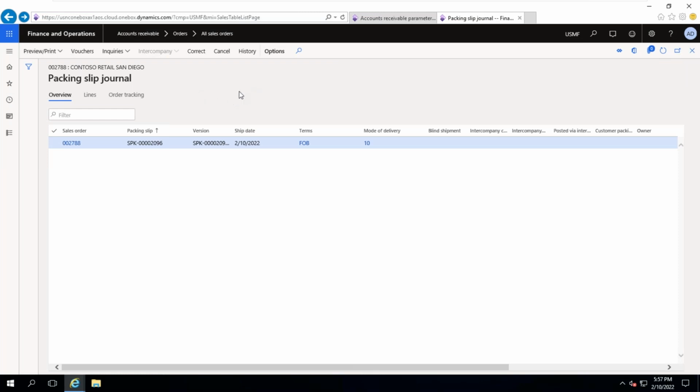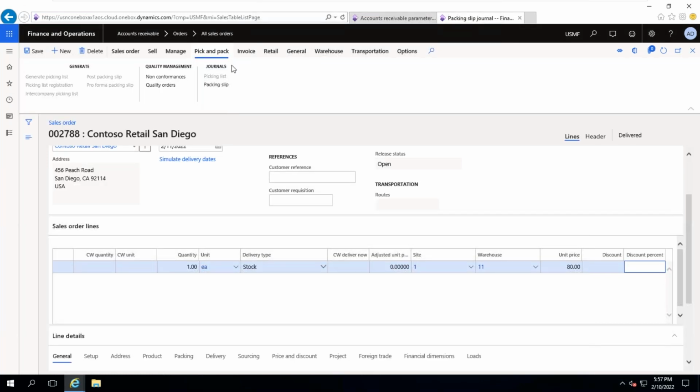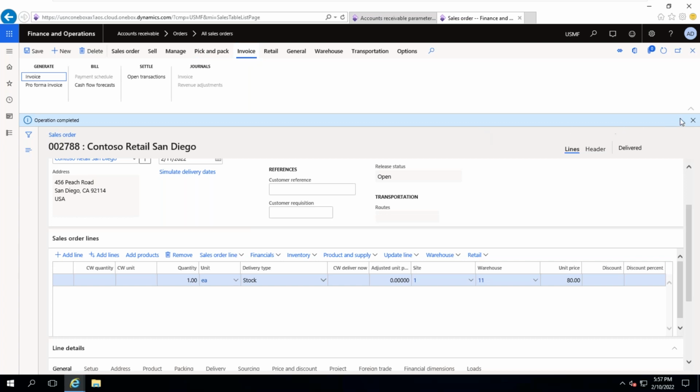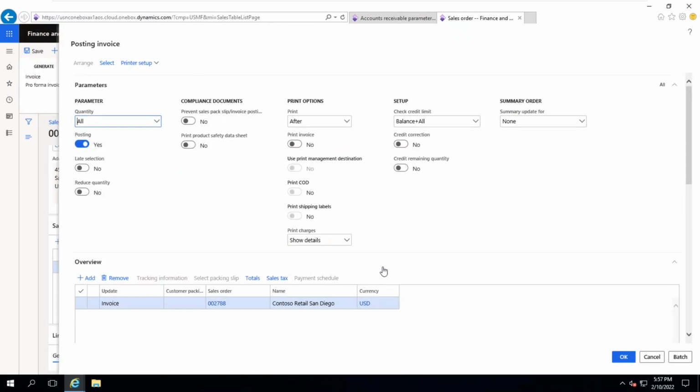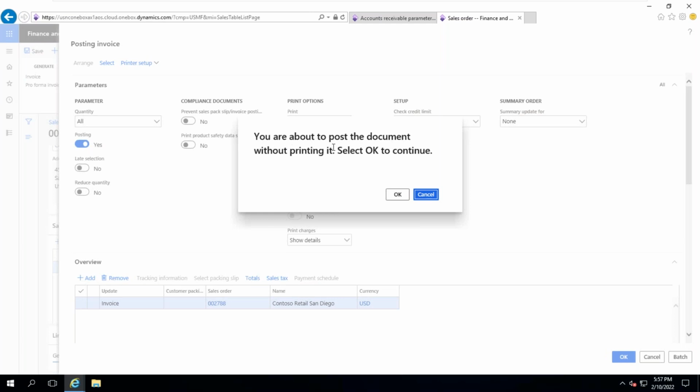I'm doing the invoice. Generate, go to the invoice button. Click OK. Once again the warning message will come because you don't have any printer connection. That's what it is telling, that you are about to post the document without printing it. So select OK to continue. Yes. Now the invoice got posted.